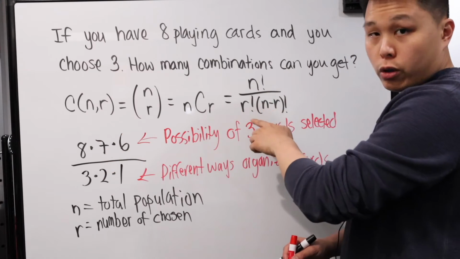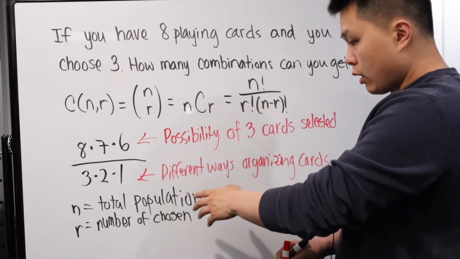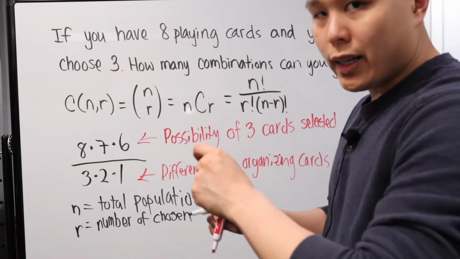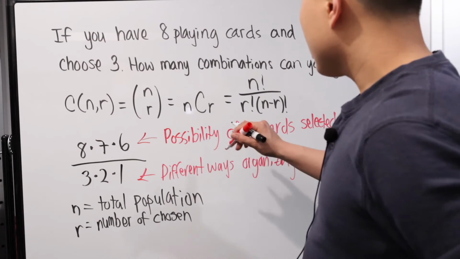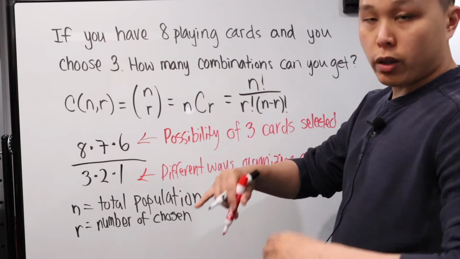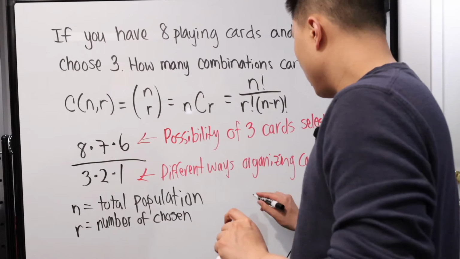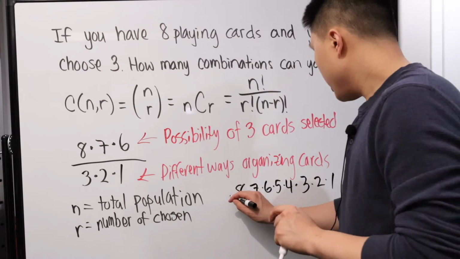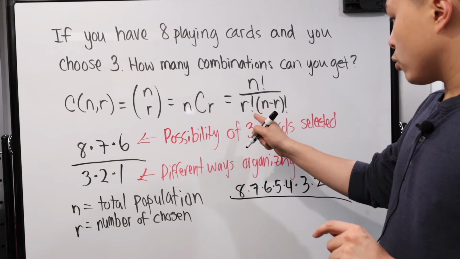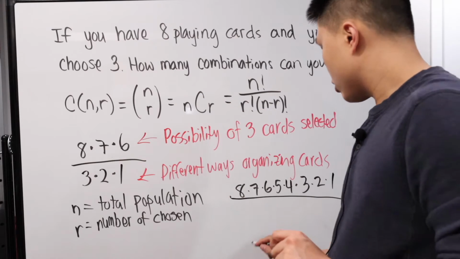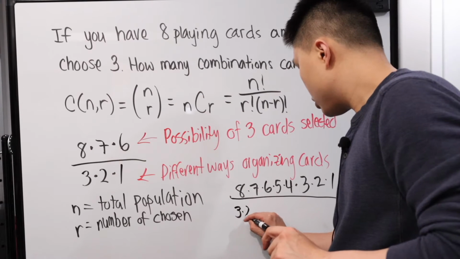And R factorial, that's the key. R is the number chosen, and R factorial is how you can reorganize those chosen items. So let's look at how you would solve it with the formula. You have N factorial, which in this case is 8 factorial. Then we have our R factorial and then N minus R factorial. Now for R factorial, in this case we're choosing 3, so technically it's just 3 times 2 times 1.